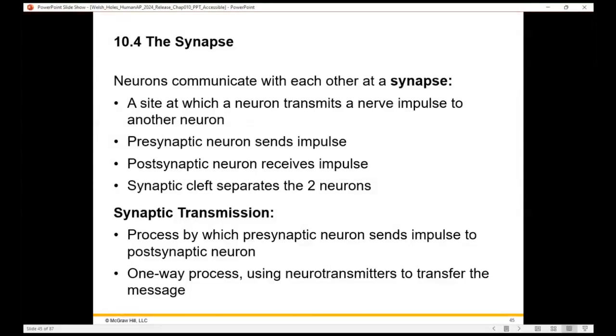Let's talk more about the synapse. So neurons communicate with each other at a synapse. This is a site at which a neuron transmits a nerve impulse to another neuron. The presynaptic neuron sends impulses. The postsynaptic neuron receives the impulses. The synaptic cleft separates the two neurons. In synaptic transmission, we have a process by which presynaptic neurons send impulses to postsynaptic neurons. It's a one-way process using neurotransmitters to transfer the message.